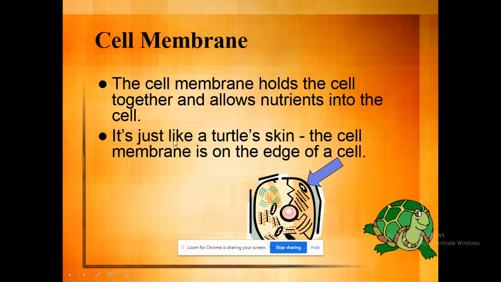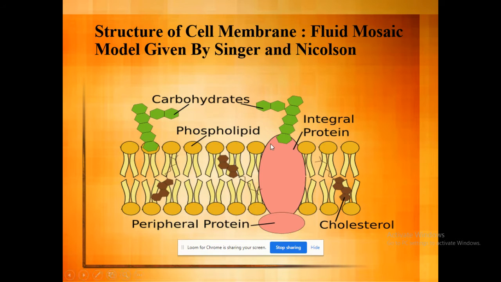This is the cell membrane. This is the outermost covering. It holds the cell together and allows nutrients into the cell. Because its nature is semi-permeable, it allows some selected material to enter and leave the cell. Here is the structure of the cell membrane. It was given by Singer and Nicolson, and the model name is the fluid mosaic model. So here you can see the structure.